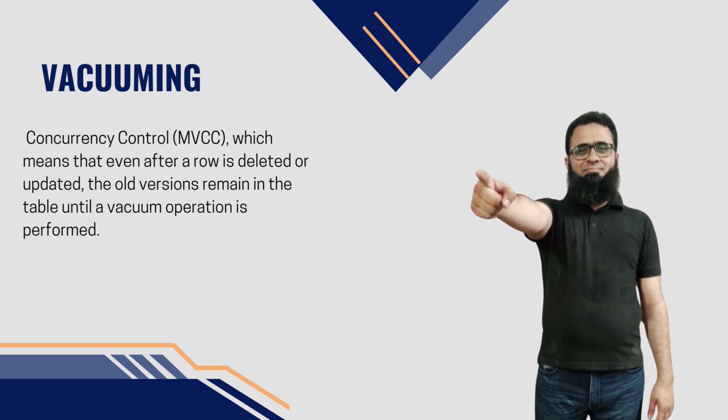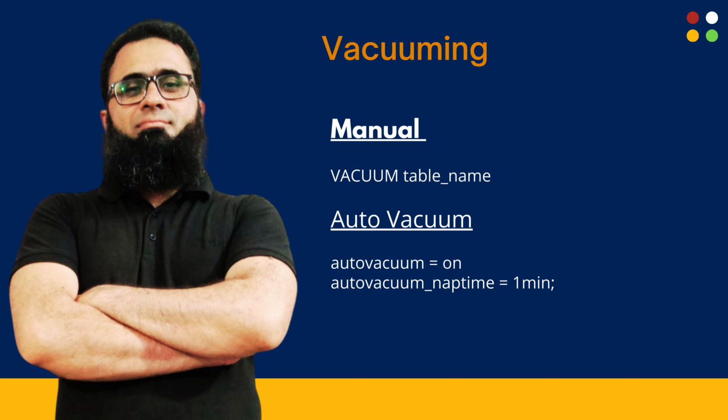So MVCC means that even after a row is deleted or updated, the old version remains in the table until the vacuum operation is performed. The vacuum command is used to clean up and optimize a database. It reclaims the storage occupied by dead tuples, which are the rows that have been updated or deleted. Regularly running vacuum is important for maintaining database performance and preventing bloated indexes.